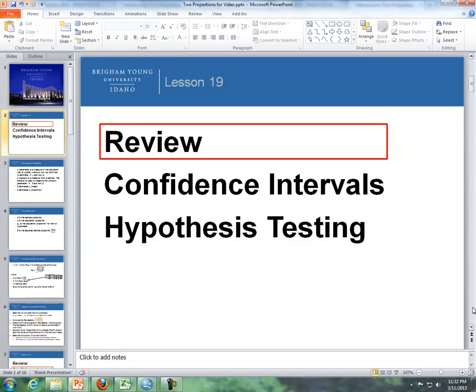So here's the outline for Lesson 19. First, I'll review primarily from Lesson 18, which is one proportion. Then I'll cover confidence intervals, and then I'll wrap it up with hypothesis testing.